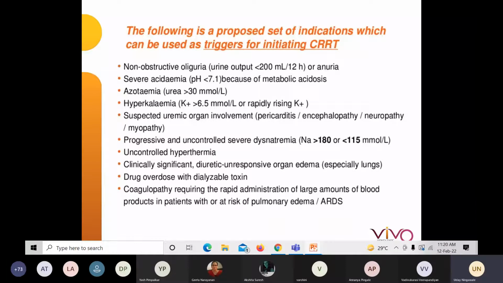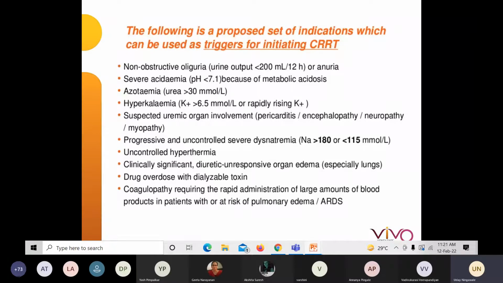These are the other organ involvements that can be caused, and CRRT needs to be initiated. Progressive and uncontrolled severe dysnatremia. You can find this because of the multi-organ failure. Otherwise, in acute renal failure, there will be hypernatremia or maybe hyponatremia. The sodium level normal range is 135 to 145, but you will find dysnatremia, hypernatremia, or hyponatremia. It needs to be corrected in the CRRT with proper planning of the electrolyte imbalance.